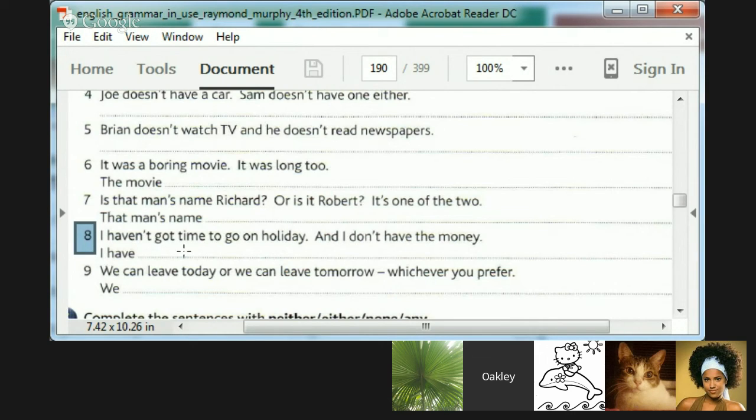Number 8. I haven't got time to go on a holiday, and I don't have the money. I have neither time nor money to go on holiday. Perfect.